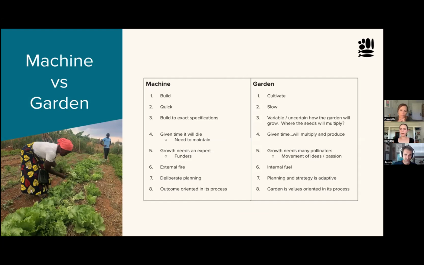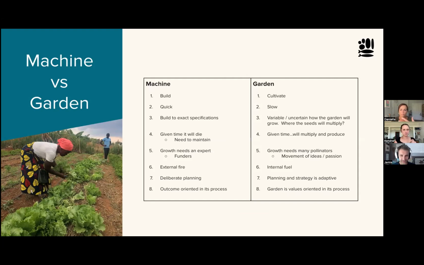Whereas with a machine, the process is quick, it's built to exact specifications. Whereas the garden is variable. It's really uncertain how the garden will grow and where the seeds will multiply. Here's an interesting thing about a machine: given enough time, what's going to happen to the machine? It's going to start to break down. You're going to need to maintain it. Eventually, just like every machine that's ever existed, it's going to die.